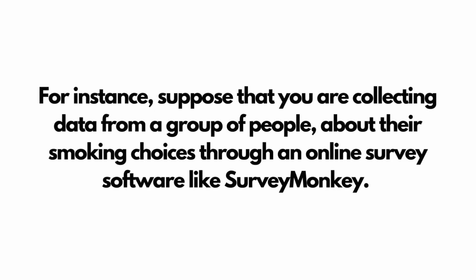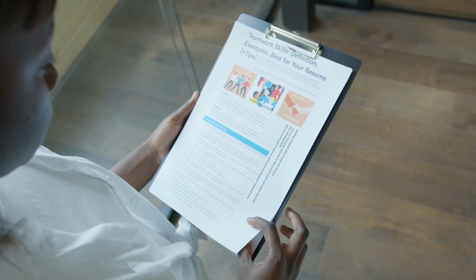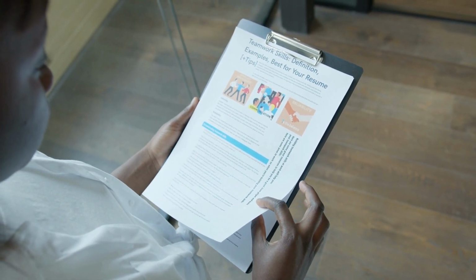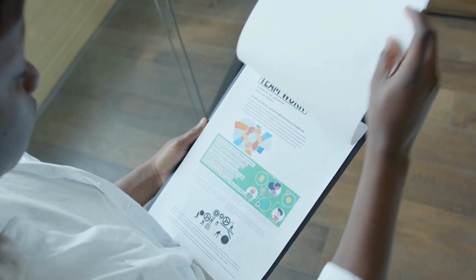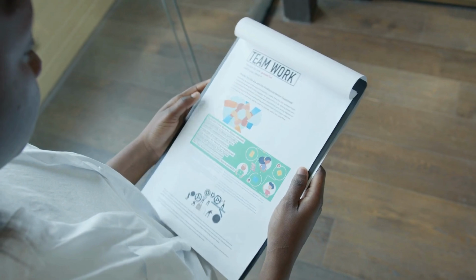For instance, suppose that you are collecting data from a group of people about their smoking choices through an online survey software like SurveyMonkey. Then you must provide a disclaimer to the participants, stating that the data collected will not be shared with any third party and will be kept confidential. This ensures the ethical use of data collected through the survey.